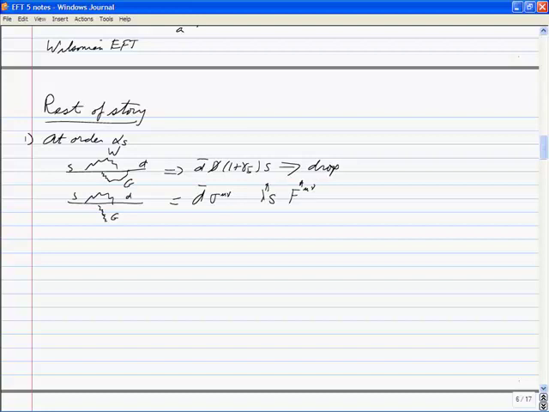That operator, okay, sigma mu nu connects left to right. It's not left to left. You know, gamma mu connects left to left. One connects left to right. Sigma connects left to right. Okay?